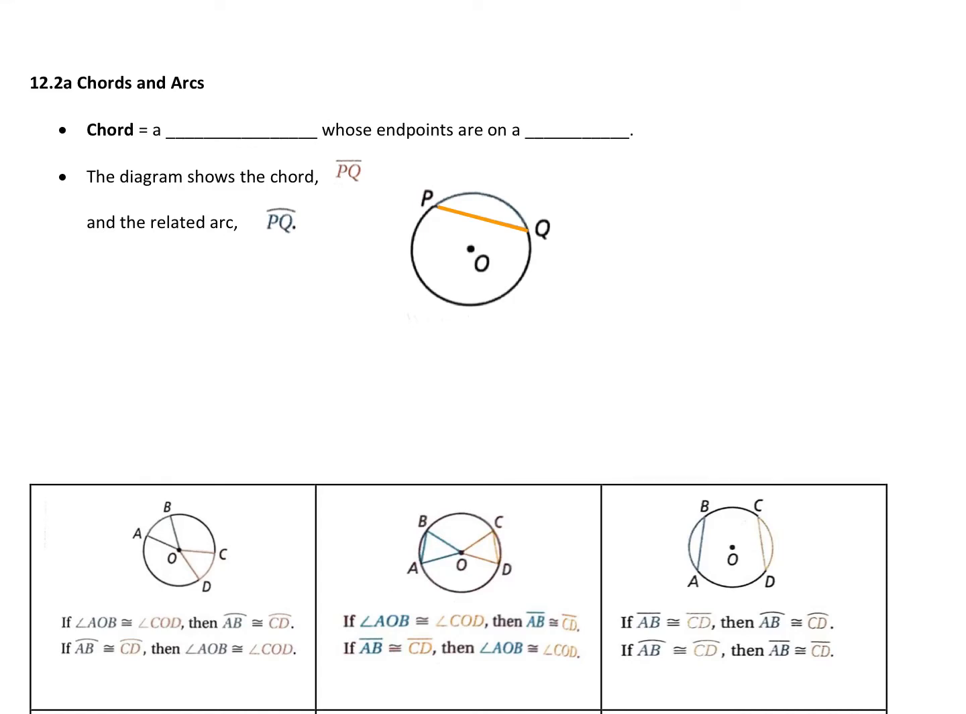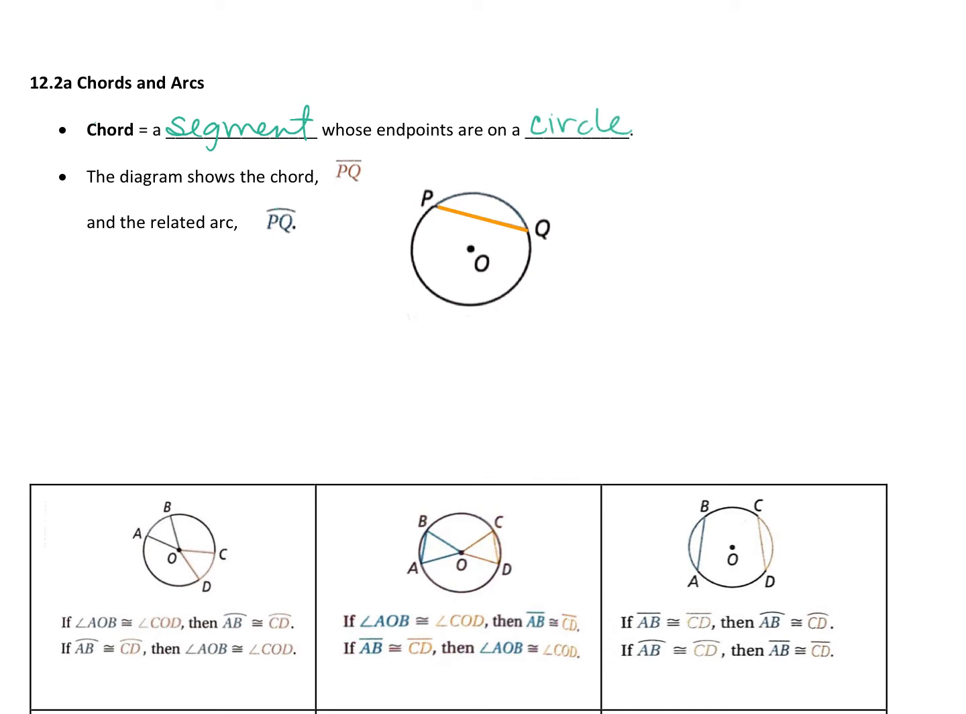Okay, so 12.2 is all about chords and arcs. So the first thing we're going to talk about is just what is a chord. A chord is just a segment, as opposed to a line, right? A chord is going to have endpoints, and those endpoints are going to be on a circle.